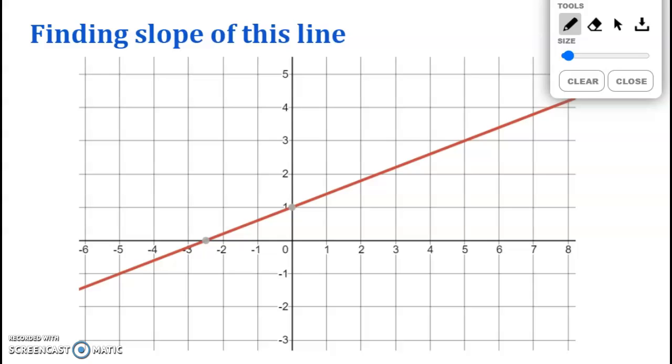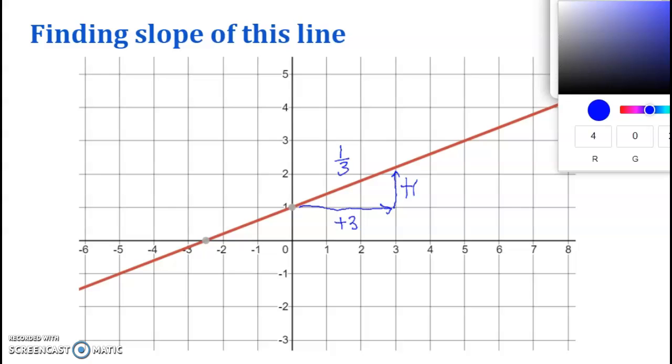So for example, if I was to say, okay, I'm going to draw my slope triangle looking like this. So that's 3 to the right, and that's 1. And so the slope is going to be rise over run, so it's going to be 1/3. Now, what if I chose a different point? What if I chose, say, let's say this one.